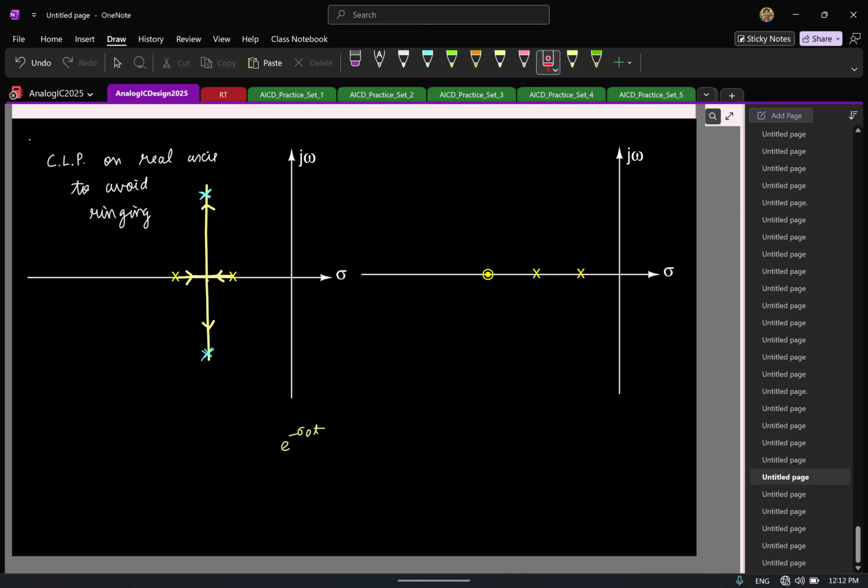So let's figure out the portion on the real axis. Can I have something here? I mean, I should have an odd number of poles and zeros to the right. Okay, so how many poles and zeros do I have to the right here? 3. Is 3 odd or even? Odd. Okay, hopefully that is not confusing. I can have something here. Can I have something here? No, I have an even number of poles and zeros. So which means I can have the locus only here.